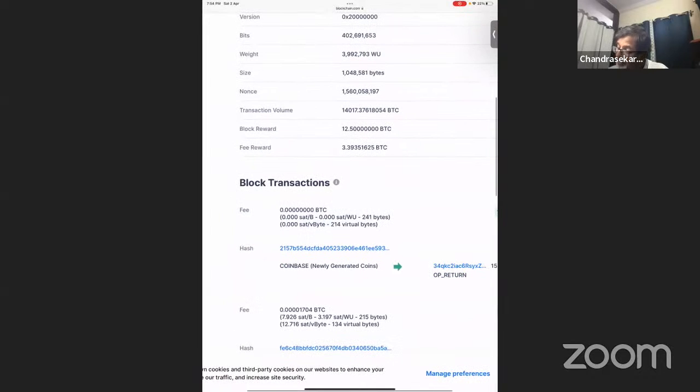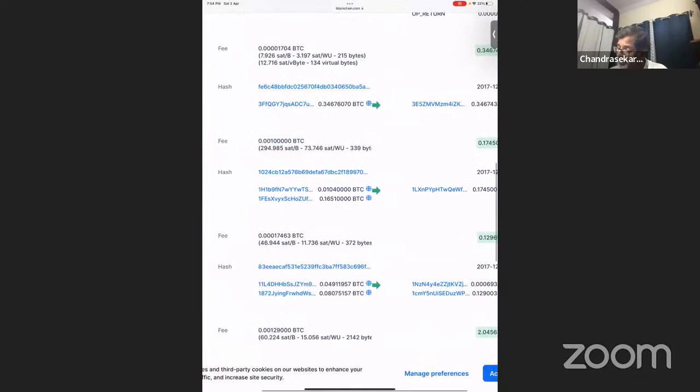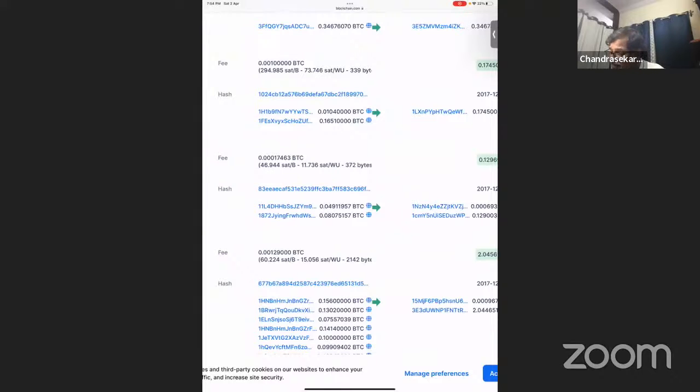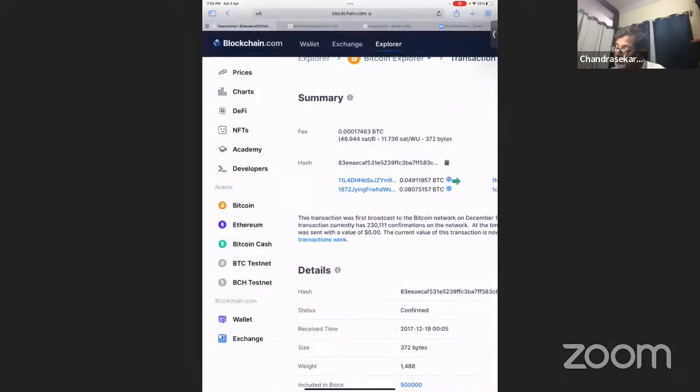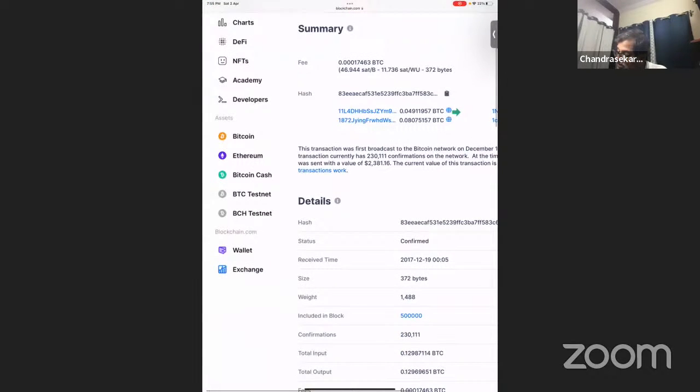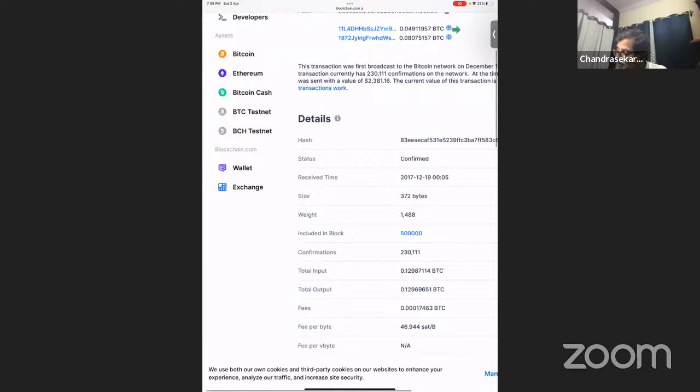Okay. So let us go to a transaction, right? Simply go to the transaction. This is the transaction ID. Okay. Click on the transaction ID. When you click on the transaction ID, you will get the content, right? What is the size of the transaction? 372 bytes. It says the transaction. Okay. It is included in 5 lakh block.